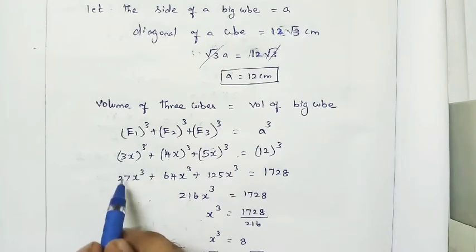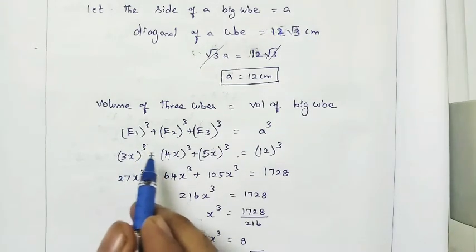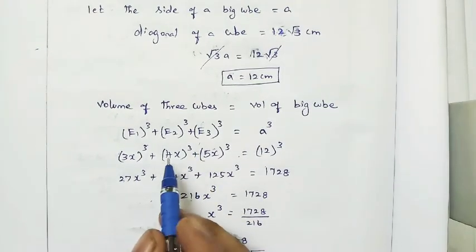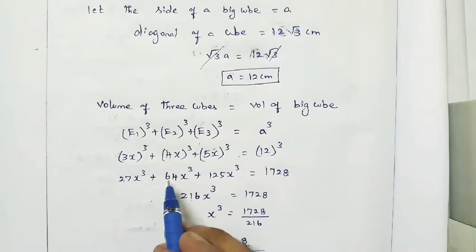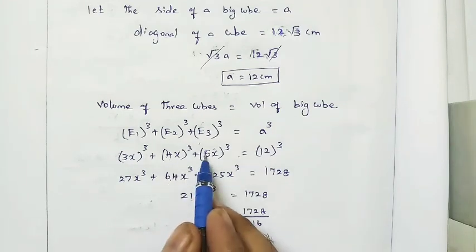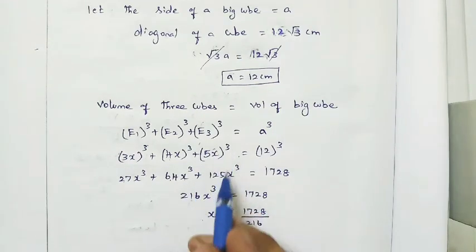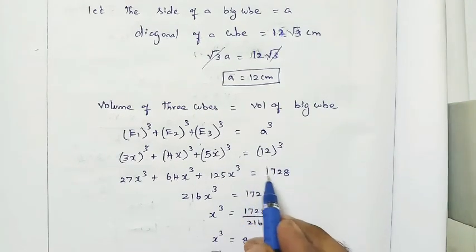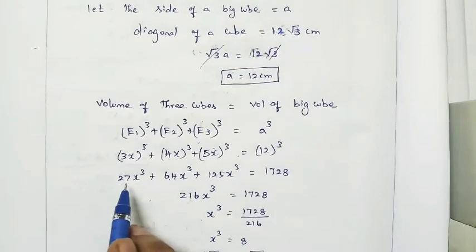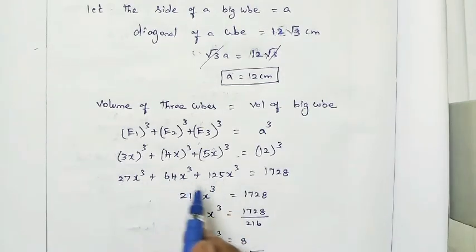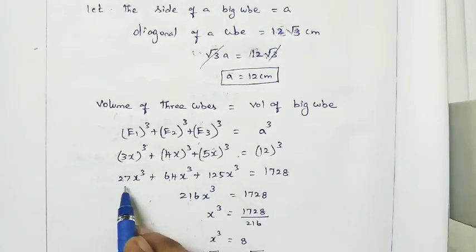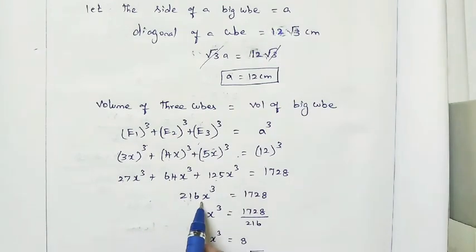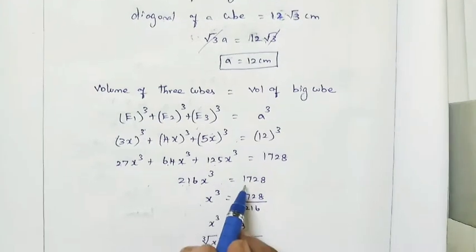The cube will be applied to both elements. 3 cube is nothing but 27: 3 into 3 into 3, 3 3s are 9, 9 3s are 27. x cube plus 4 cube. 4 cube is nothing but 4 into 4 into 4: 4 4s are 16, 16 4s are 64 x cube, plus 5x the whole cube. That is 5 cube, 125 x cube, is equal to 12 cube. 12 cube is nothing but 1728, right? Now see the LHS, all three terms are x cube, like terms. Just add all three terms. 27 plus 64 plus 125 is equal to 216 x cube is equal to 1728, right?